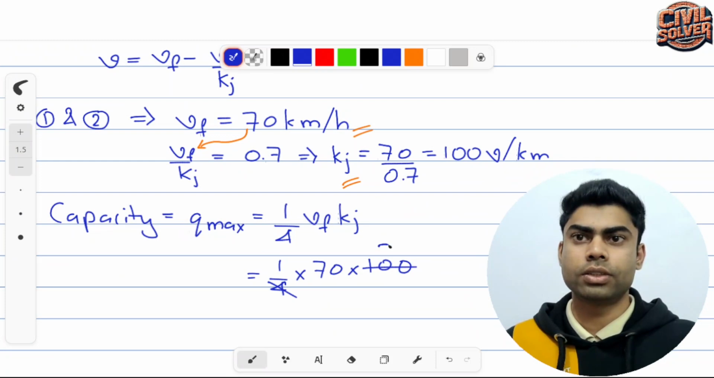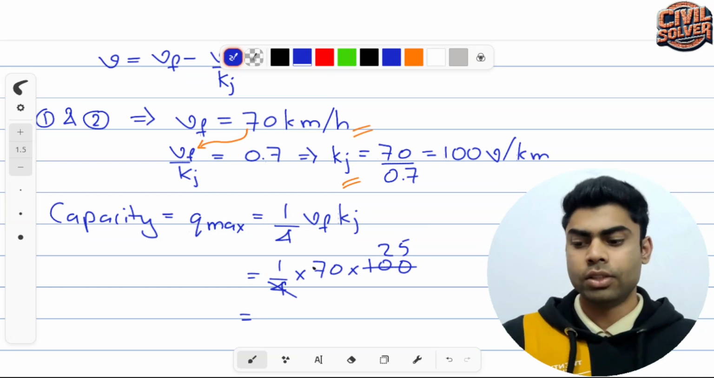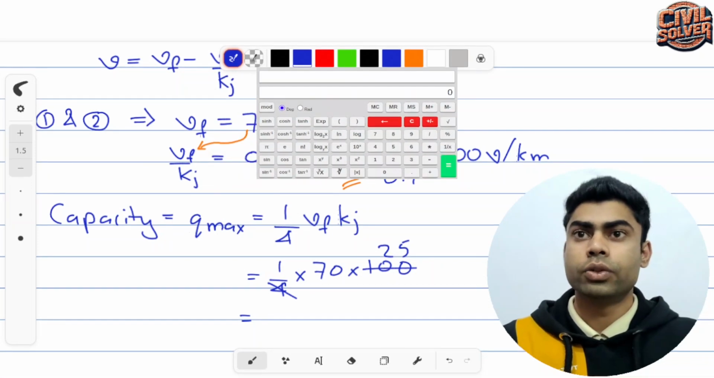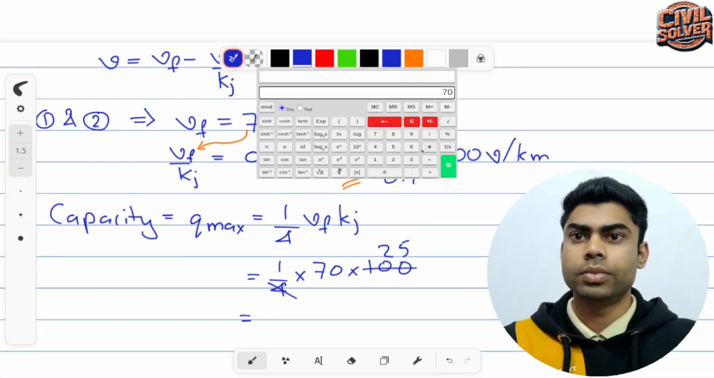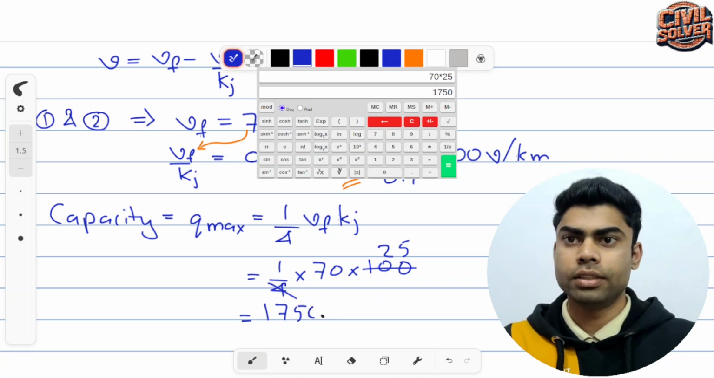This will cancel out as 25. Now I will use the virtual calculator which they will be providing in the GATE examination as well. So I will switch on to the virtual calculator, as you can see on the screen. So 70 times 25, it is 1750. So the answer is 1750 vehicle per hour.